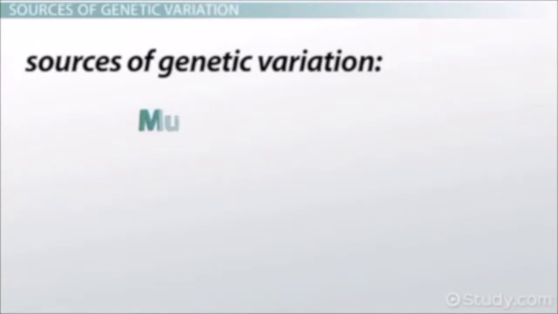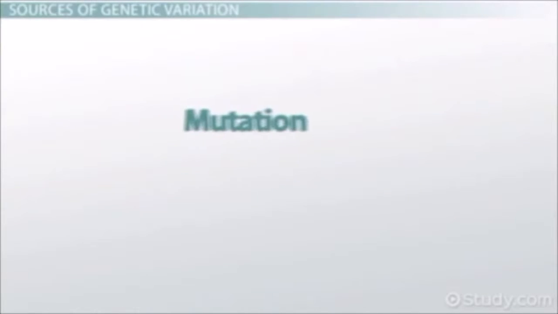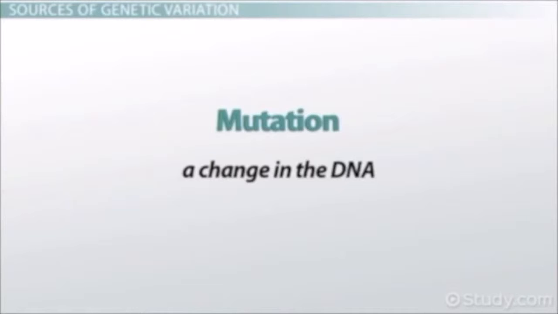The three sources of genetic variation are mutation, gene flow, and sexual reproduction. Here, mutation.